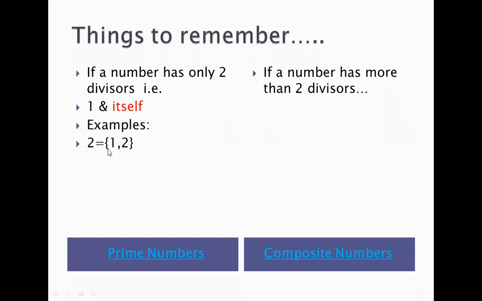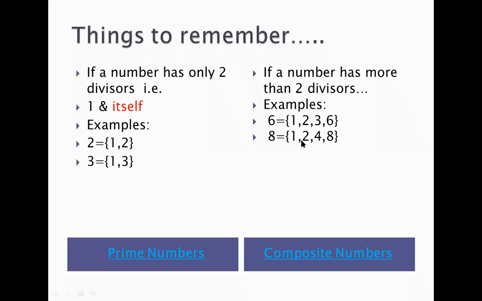2 can be divided by 1 and 2, the number itself, that's why it is a prime number. Similarly, 3 can be divided by 1 and 3, that's why it is a prime number. Here you have 6. 6 can be divided by 1, 2, 3, and 6, so this is a composite number. Similarly, 8 can be divided by 1, 2, 4, and 8. That's why it is a composite number.